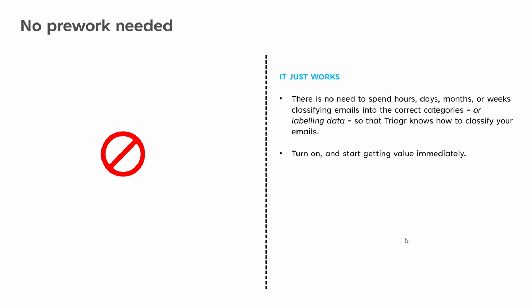Generally, if we had to solve this problem using some other technology out there today, you would need to create a pretty specific machine learning model that contained hundreds, if not thousands, of different samples of your emails, categorized and labeled so that the model knows how to interpret your emails. Using rapidMATION Triagr, there's absolutely no pre-work needed, and no need to spend hours, days, weeks, or months classifying emails into the categories that are needed. You just simply turn it on and you start getting value immediately.